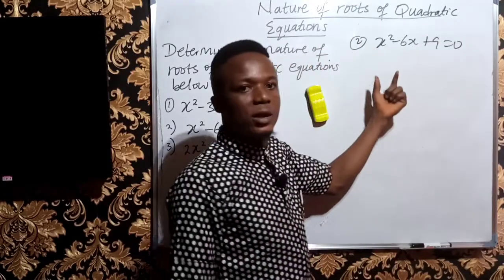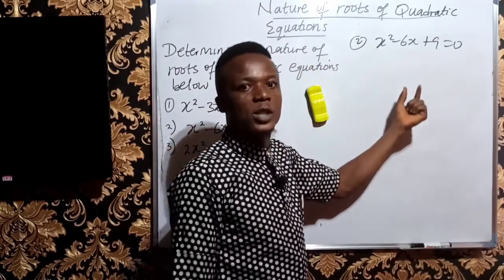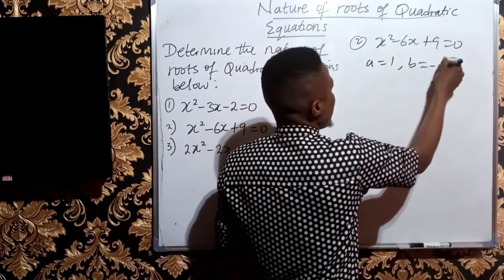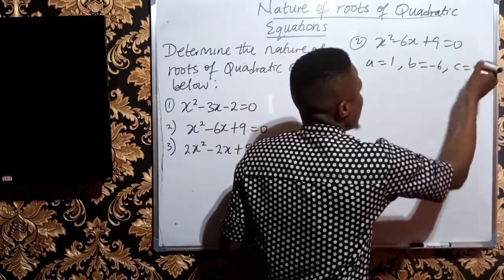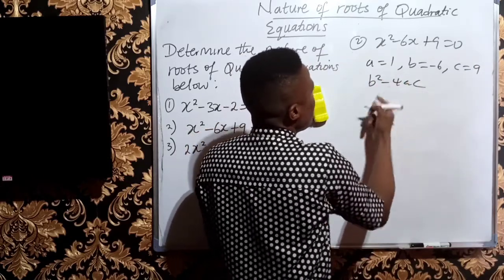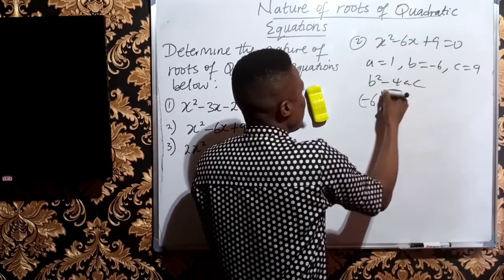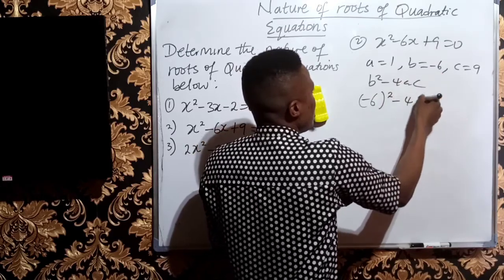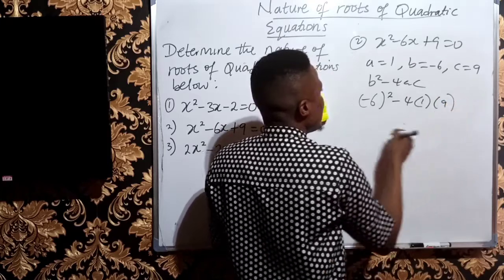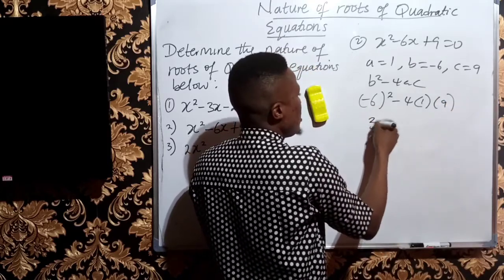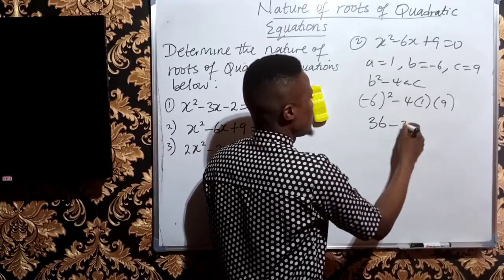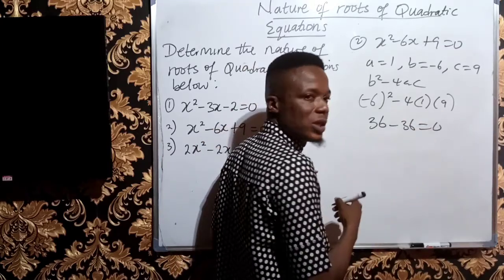So here we have x squared minus 6x plus 9. Our a is 1, b is minus 6, and c is equal to 9. So we use b squared minus 4ac again. B will now be minus 6 squared, minus 4 bracket a, which is 1, bracket c, which is 9. Minus 6 squared will give me 36. Minus 4 times 9 is minus 36. And when I subtract, I'm getting 0.